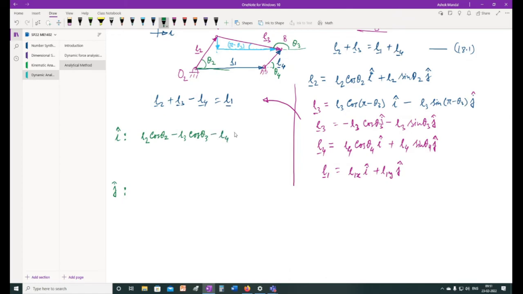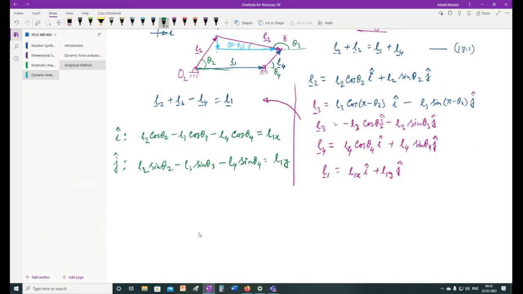Minus L4 cos theta 4 equal to L1x. Can we give some name to this? Okay. And what about this second equation? L2 sine theta 2 minus L3 sine theta 3 minus L4 sine theta 4 equal to L1y.